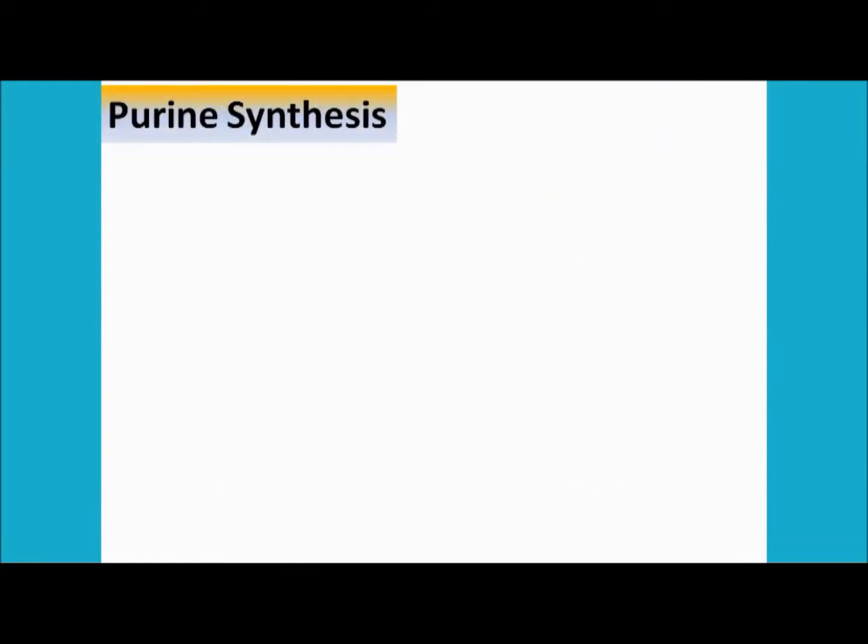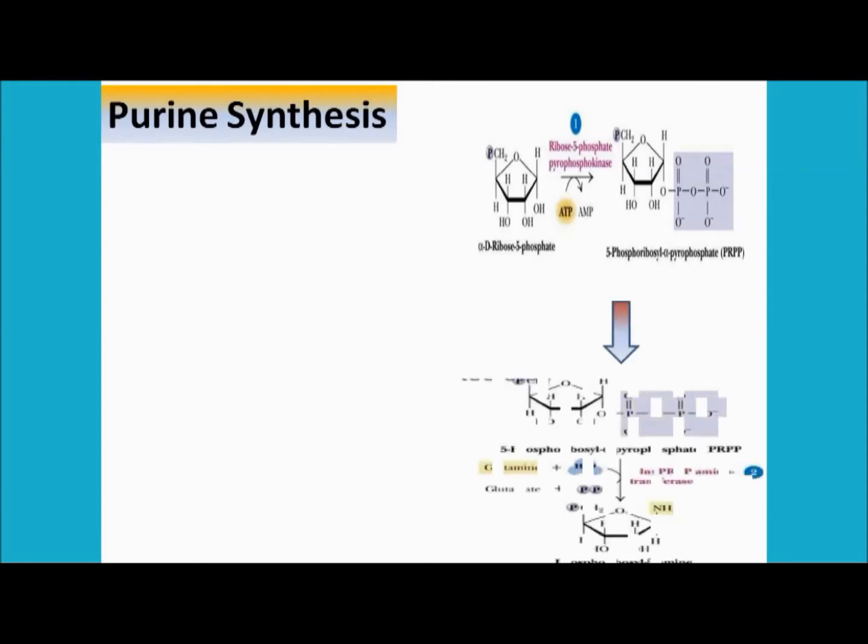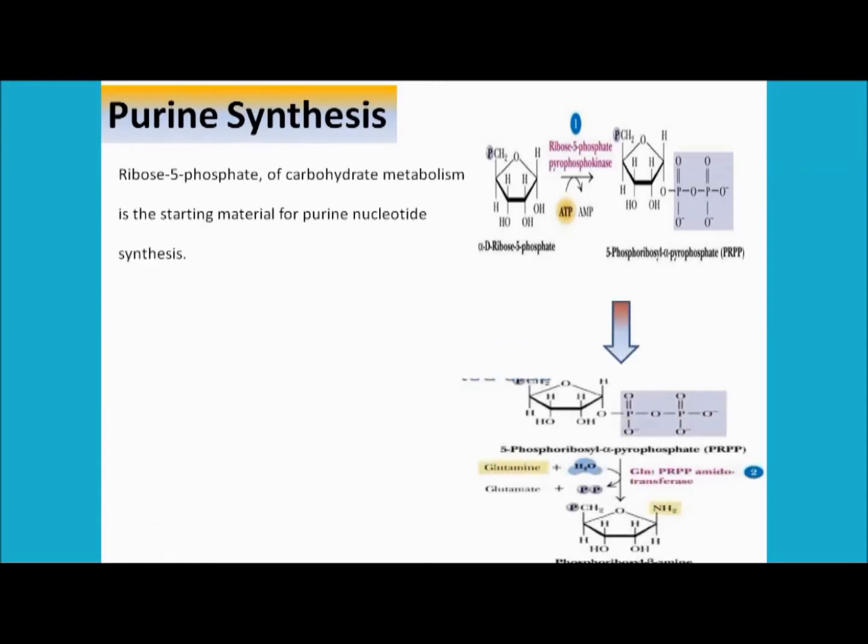Now let's start with the purine synthesis. I'm going to give you the details with this synthesis, so you are going to have both the structure as well as the description for this. So just see step by step. So let's start with the basic step. We know that the ribose 5-phosphate of the carbohydrate metabolism is the starting material for the synthesis of the purine nucleotide, right? This is the first thing. So here I am showing you alpha-D-ribose 5-phosphate. It is the starting material, right?